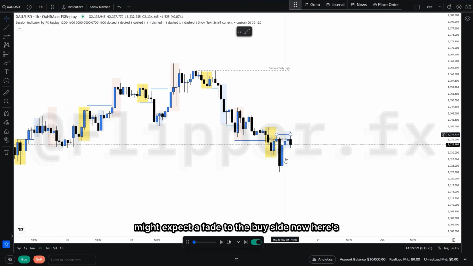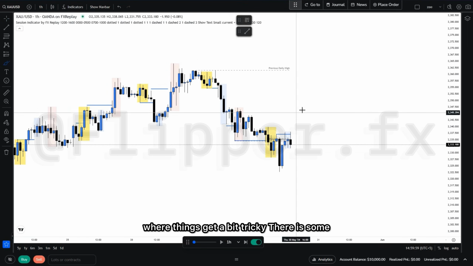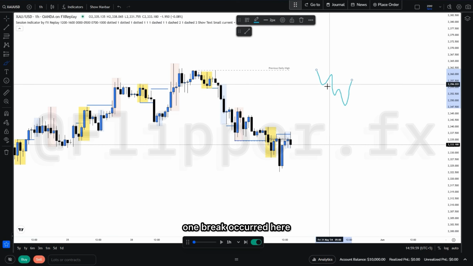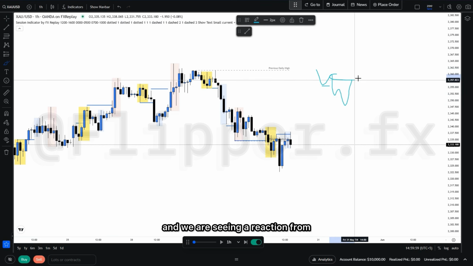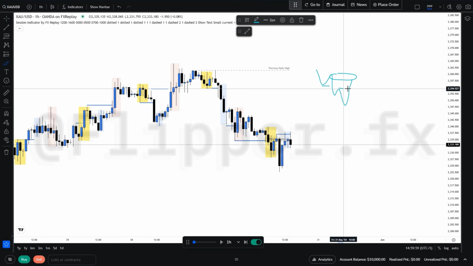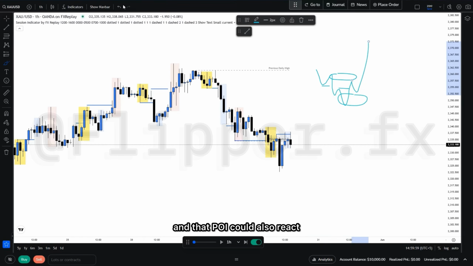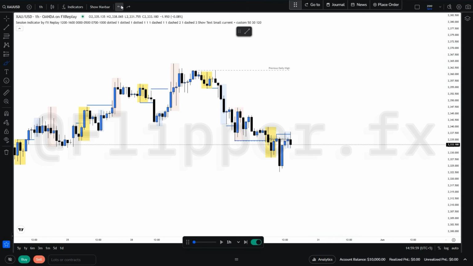Now, here's where things get a bit tricky. There's some complex price action. One break occurred here, and we are seeing a reaction from that point of interest. But there's also another break slightly below, and that POI could also react. So, which one controls the market?